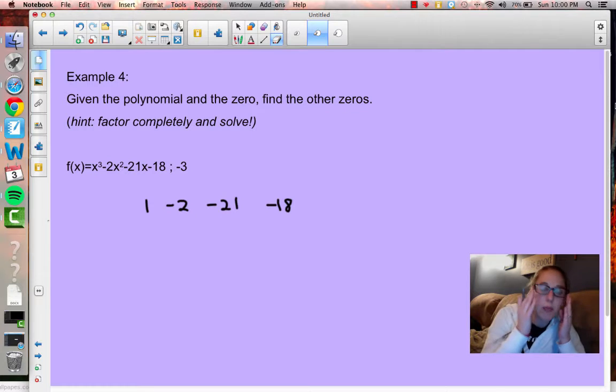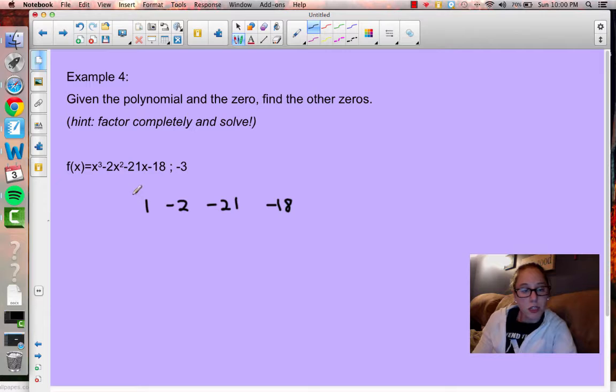Okay, so in this example, you're going to do what we just did in the last example, but you are going to go one step further and solve, which means that you're basically going to be factoring it all the way down and then solving for x so that you get 3 or 2 or however many different answers. So we're going to use our synthetic division, like I've got it set up here. Let me finish drawing the box. The only difference is the way they write this one.